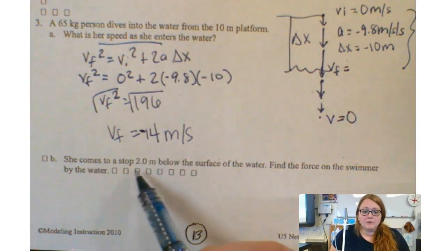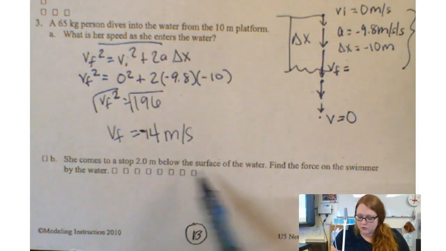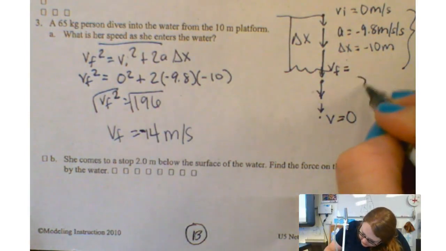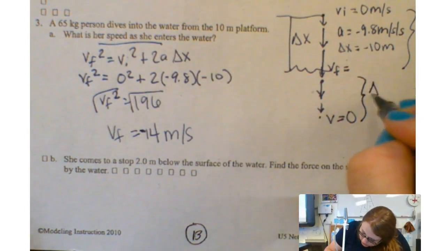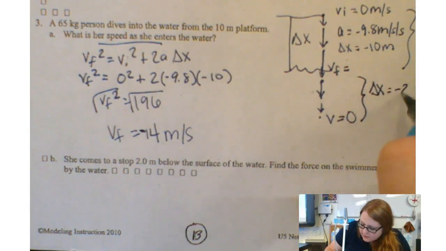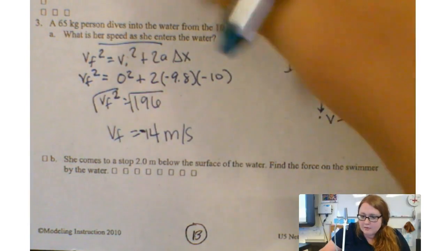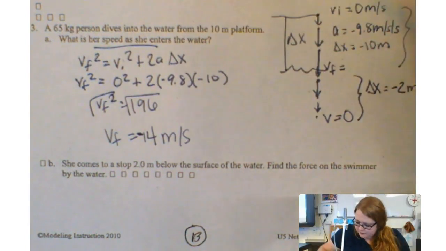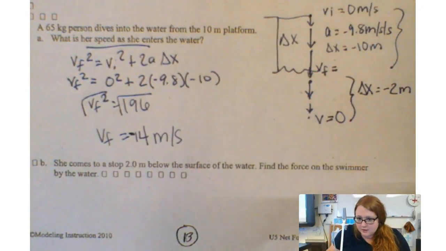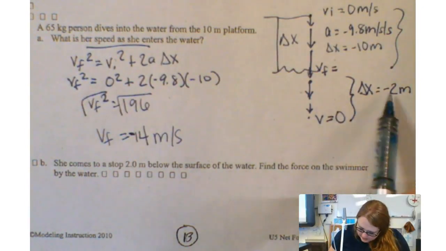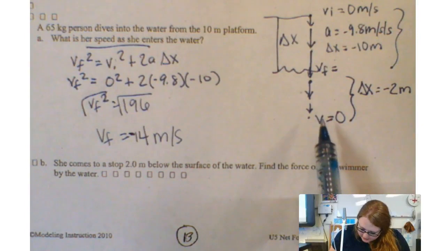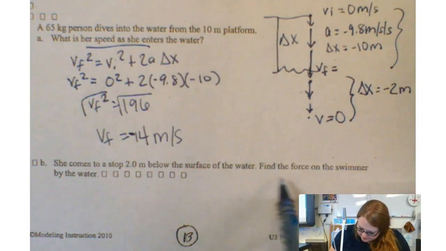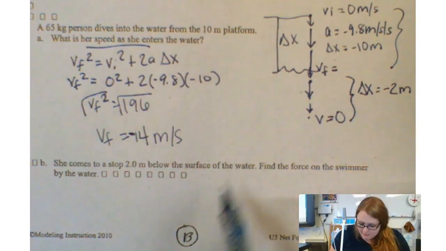Part B, she comes to a stop 2 meters below the surface. So it looks like right here, she continues to move for another 2 meters. So I'm going to label that as negative 2 meters. There we go, negative 2 meters. It's negative because she's still moving in a negative direction. Find the force on the swimmer by the water.